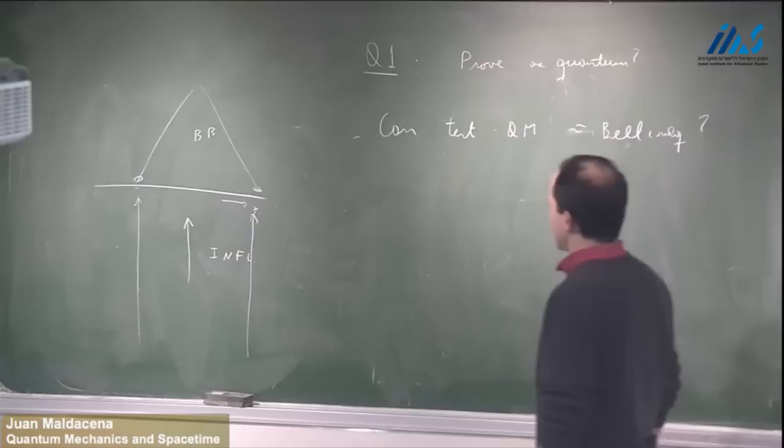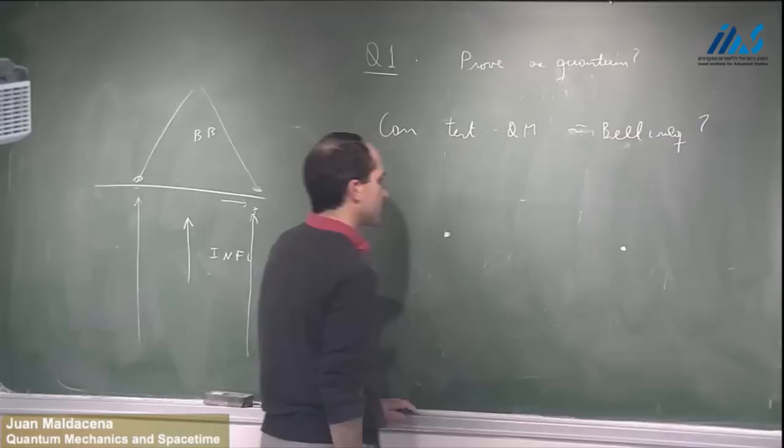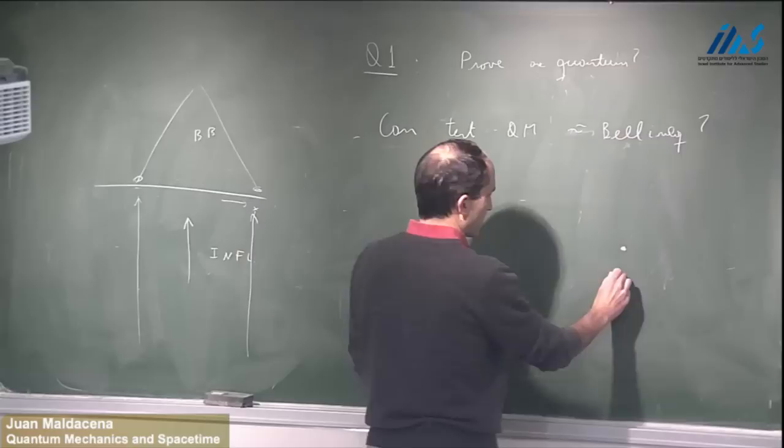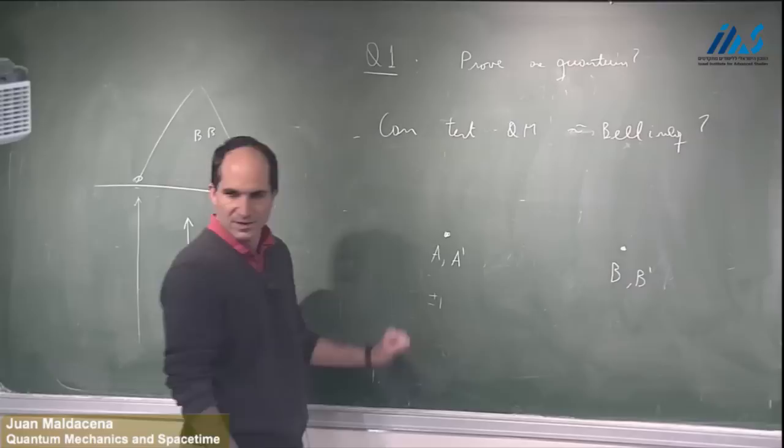Well, a quick reminder of Bell inequalities. So what is the Bell inequality? We have a simple spin system, where we can measure two non-commuting operators, A or A prime, and B or B prime, whose eigenvalues are plus or minus 1. So we measure very simple things, whose eigenvalues are plus or minus 1.